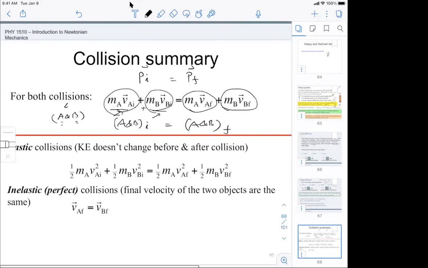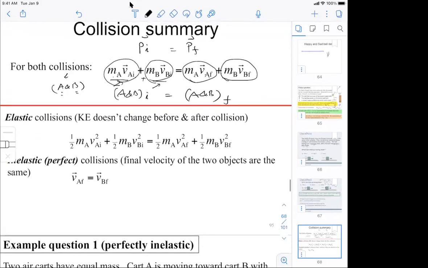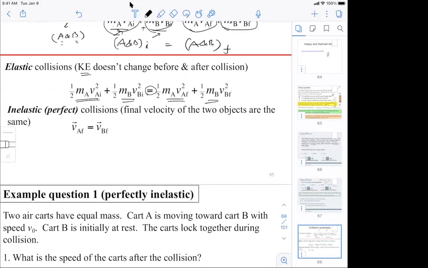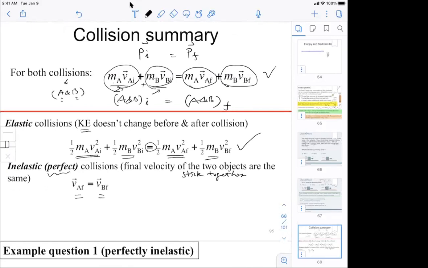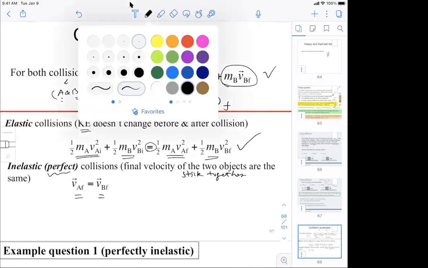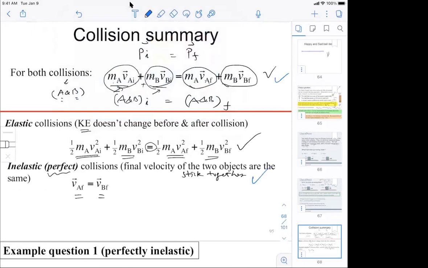Any kind of collision has that. But depending on what type of collision we're talking about, you have one more extra condition and one more equation that helps you solve the problem. If it's an elastic collision, kinetic energy doesn't change, so the kinetic energy before the collision equals the kinetic energy after the collision. For inelastic collisions, we are usually doing perfectly inelastic, when the objects stick together, so they have the same final velocity. So you use this equation and this equation to solve elastic problems, or this equation and this equation to solve perfectly inelastic problems.